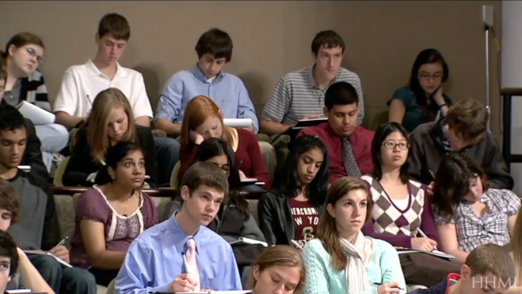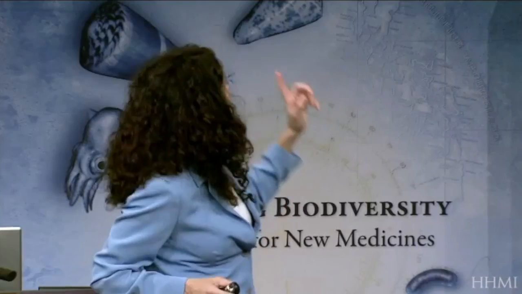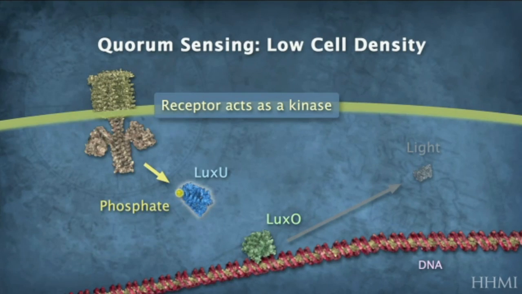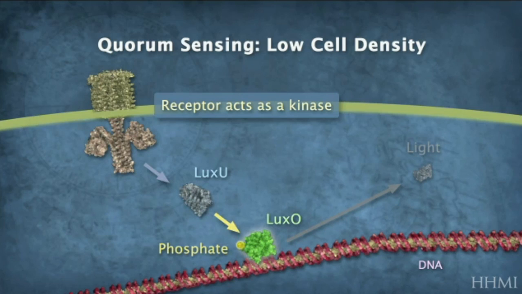And so now let's put this into our quorum sensing circuit. So at low cell density, so remember, this is when that chemical word, that autoinducer, isn't there. When the molecule is not there, the receptor is a kinase. It puts a phosphate, the yellow circle, on itself, but then it has to get that information into the cell. So what happens is it sends the phosphate to a connector protein called LuxU. LuxU's job is to take the phosphate from the protein that's stuck in the membrane and bring it down to a protein called LuxO, which sits on the DNA.